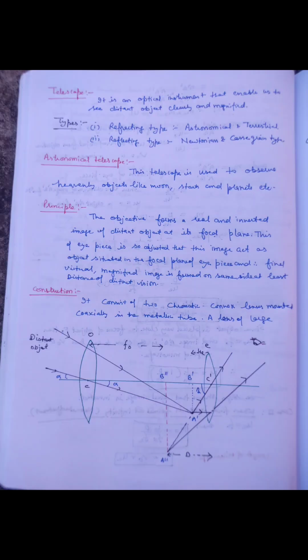Telescope is an instrument used to see distant objects clearly and magnified. It is of two types, reflecting type and refracting type. Astronomical telescope is a refracting type telescope used to see heavenly objects like moon, star and planets. Objective is a convex lens of large aperture and large focal length. Eyepiece is a convex lens of small aperture and small focal length.